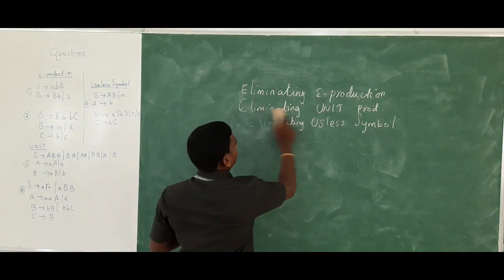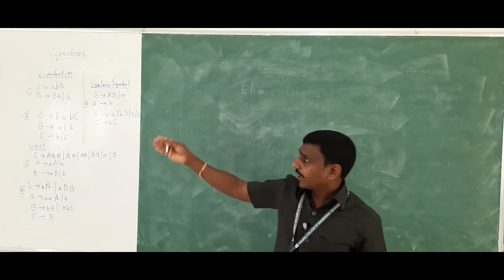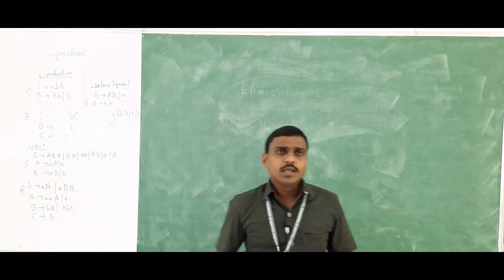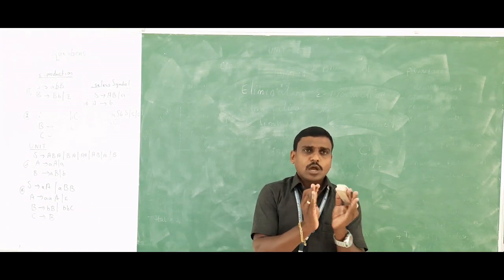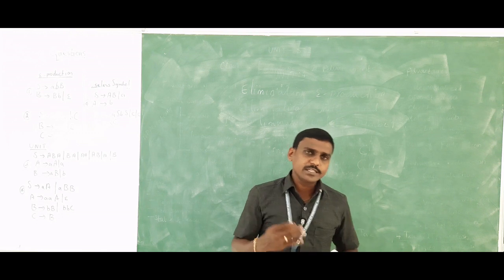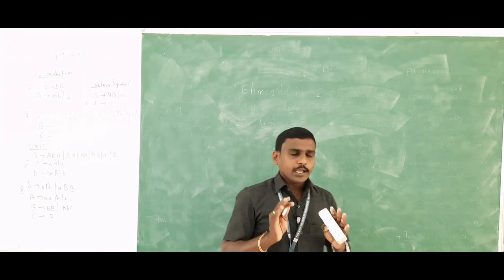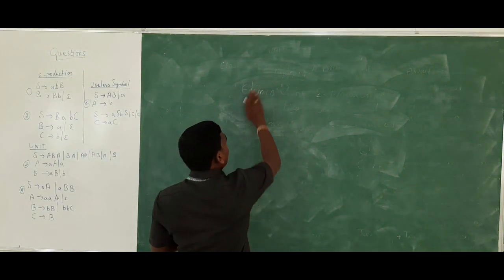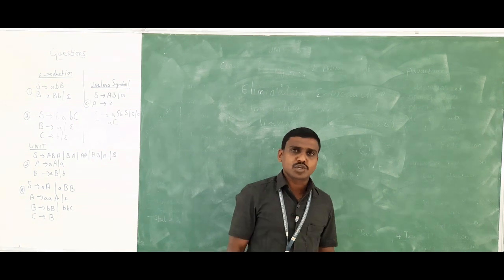Before that, you should know what is epsilon production. I have given a few problems here, okay, that one by one we will solve. What is epsilon production? You know what is meant by production? That means combination of variables and terminals. What is variable? Variable means capital letter, terminal means small letter. Clear? Okay. So what is epsilon production is, a grammar which consists of epsilon, that is called epsilon production.